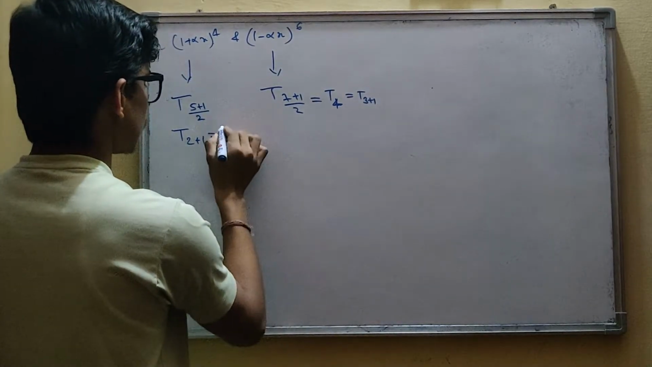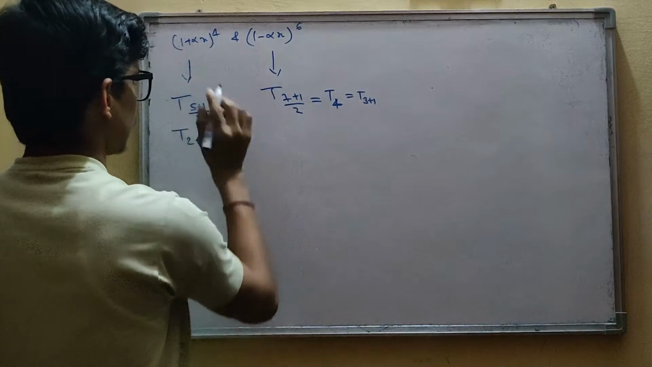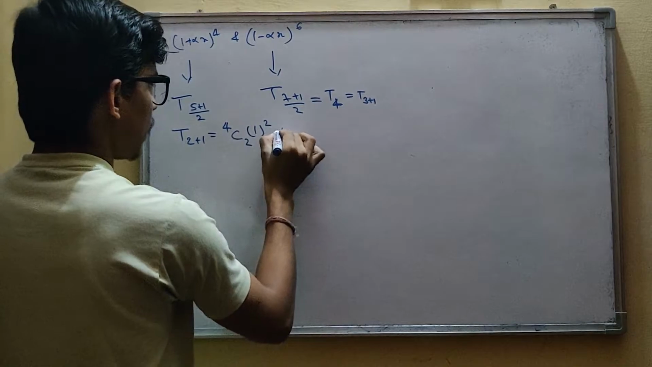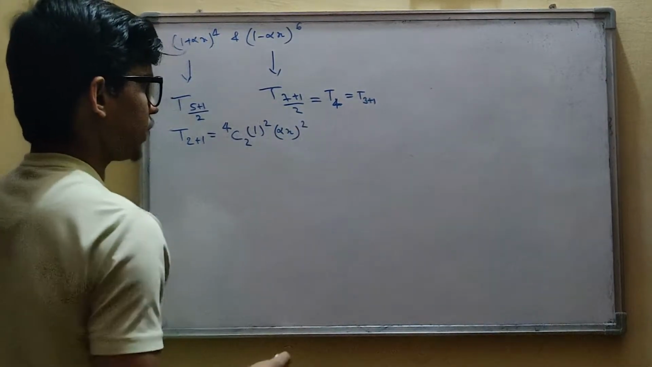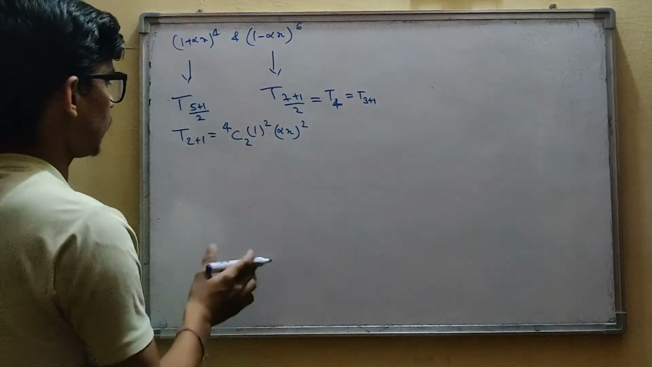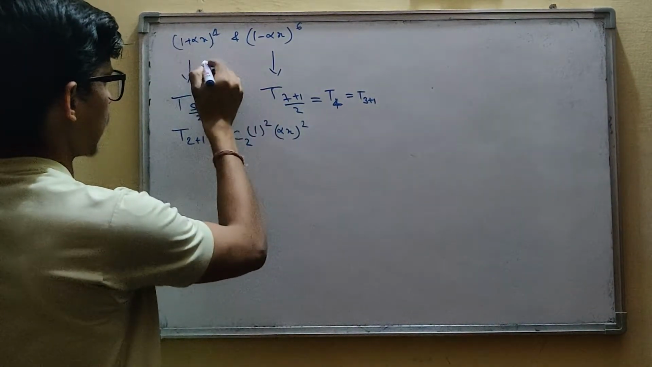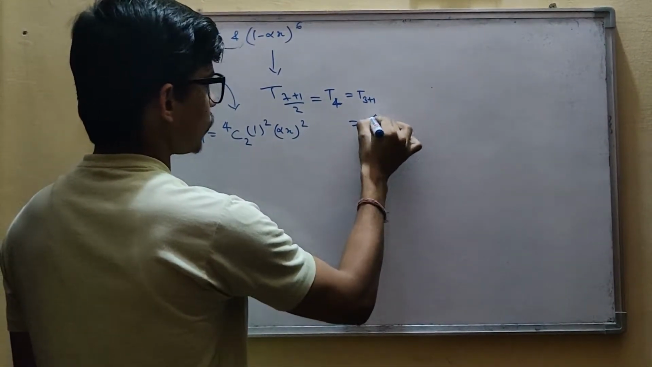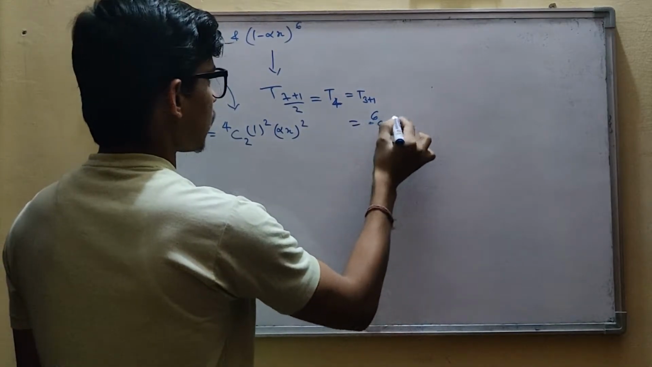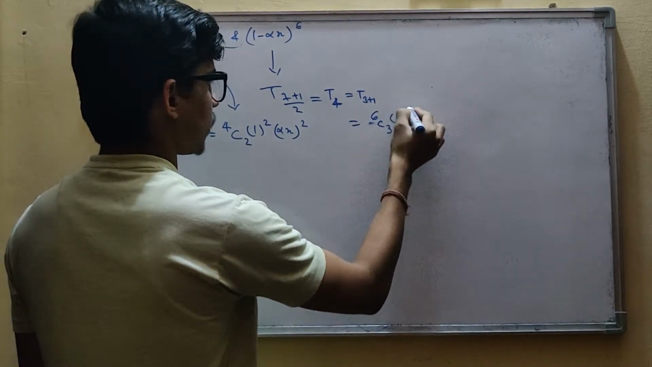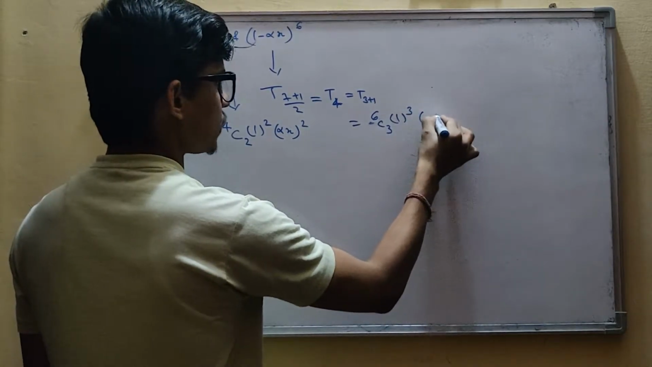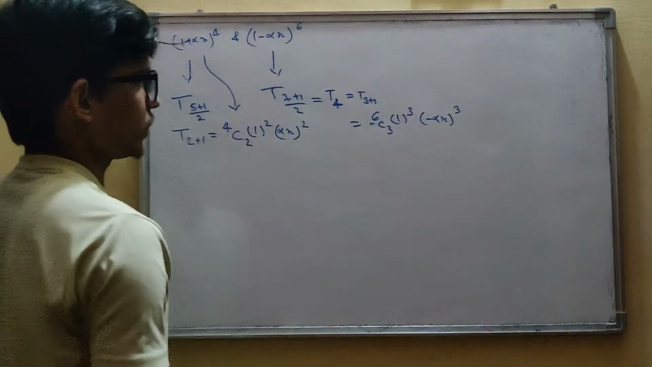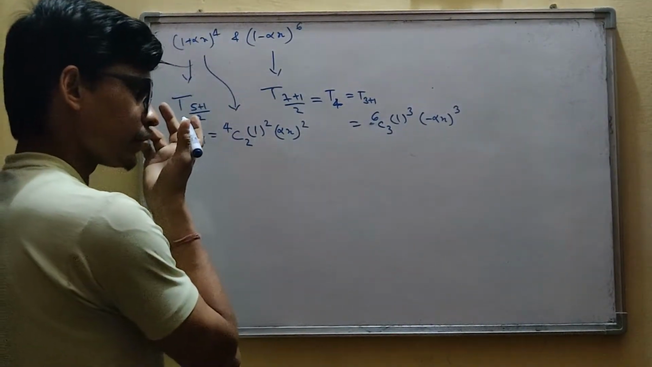If I calculate this, for here it is going to be 4C2, 1 to the power 4 minus 2 is 2, and (alpha x) to the power 2, right? So this will be the third term for this expansion. And for here it is going to be t3 plus 1, which is t4, which will be 6C3, 1 to the power 3, and (minus alpha x) to the power 3 also, right? So this is going to be 6 minus 3 is 3. Okay, so this is how you can do this.